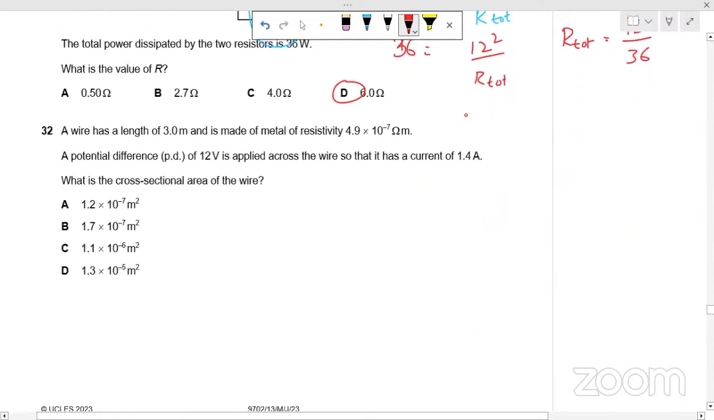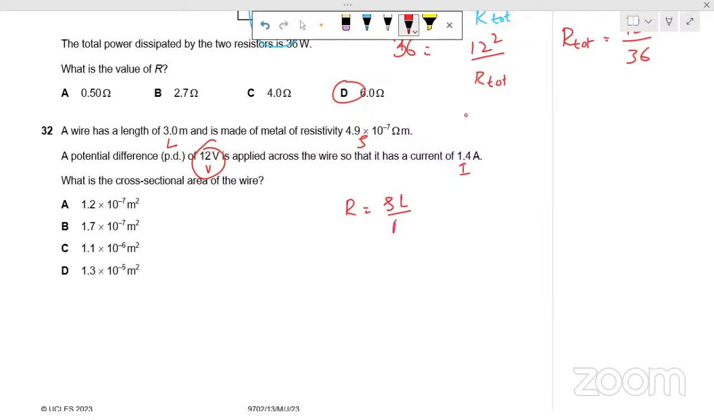A wire has a length and is made of metal of a given resistivity. We know the resistivity of the wire and the length of the wire. Potential difference, we know this V, and current is also known. What is the cross-sectional area of the wire? R is rho L by A, and you know V is equal to IR. So R is equal to V by I.